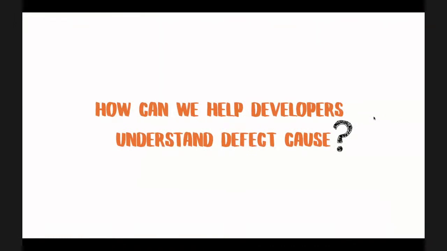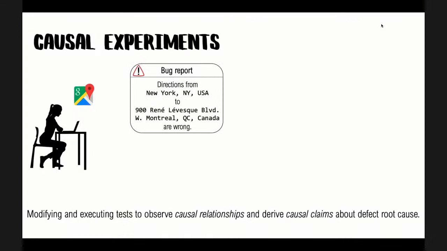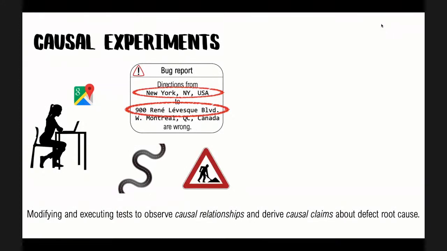So we wanted to know, how can we help developers understand defect cause? To do this, we began by exploring existing work on causality and landed on the notion of causal experimentation. Causal experimentation is the process of modifying and executing tests to observe causal relationships and derive causal claims about defect root cause. For example, let's say you're a developer working on some mapping software and you get a bug. From this bug, you'll try to reason about what might be going wrong, starting with maybe the addresses and noticing differences there, or thinking about the path and anything along that path that could be causing problems.